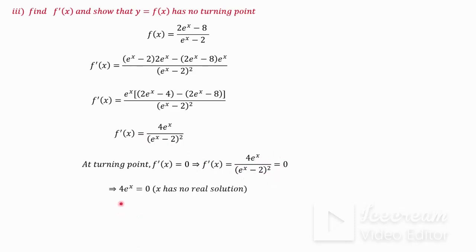Simplifying it, we are going to get 4 exponential of x equal to 0, and we can clearly see that x has no real solution. Why? Because there is no value of x for which this left hand side is going to be equal to 0. Exponential of x is always positive. It can never be 0, no matter the value of x you take. So this can never give you 0, which is why it has no real solution. From here we can therefore conclude that f of x has no turning point.